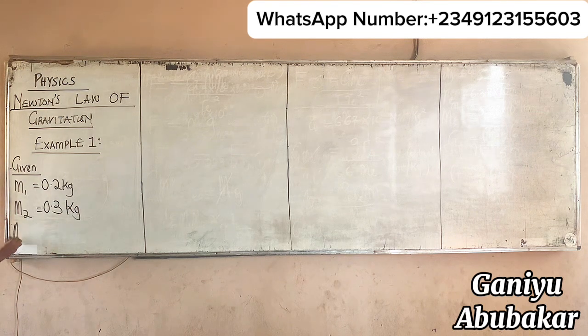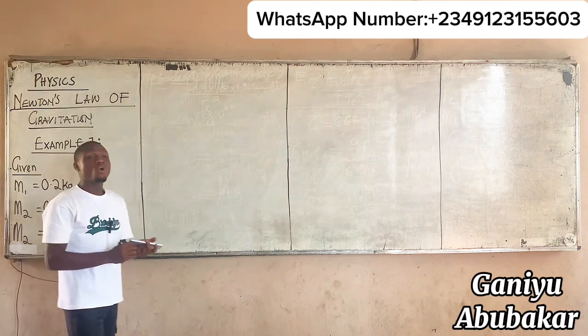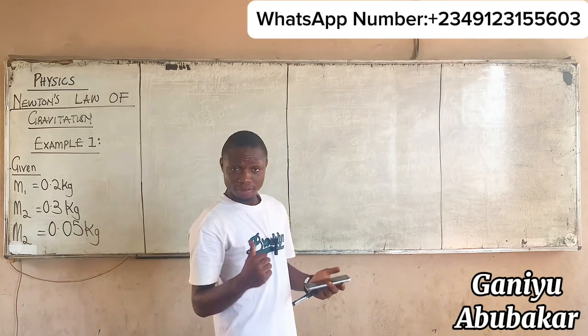Finally, what's your M3 there? My M3 is at the last part there. Check the last part there. M3 is 0.05. 0.05 what there? Kilogram. I have drafted out all the masses in the question there.